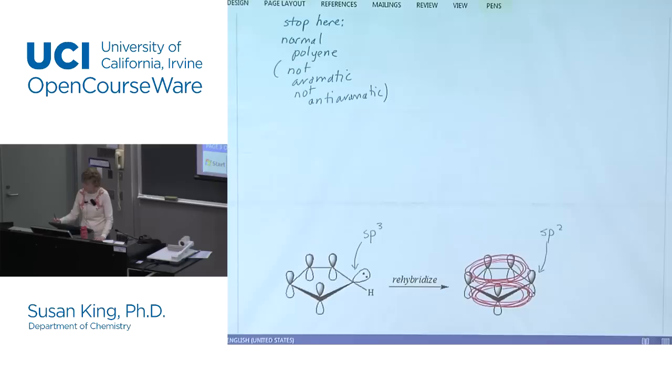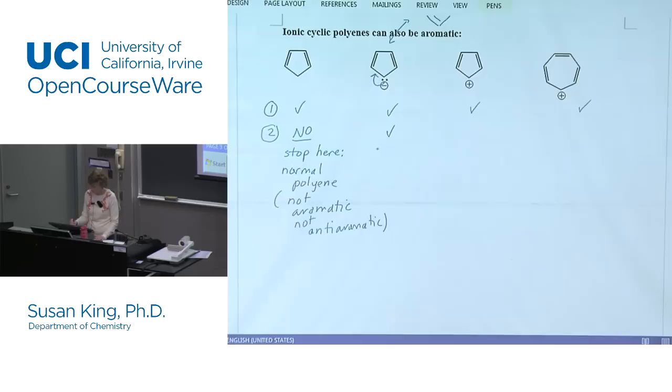So let's go back. And so we pass rule number 2. Oh, we didn't pass rule number three. We passed rule number two. What happens in rule number three? Is it planar? And what's our rule? If all atoms are sp2 hybridized and it's a six-membered ring or below, it's planar. So yes, a check for number three.